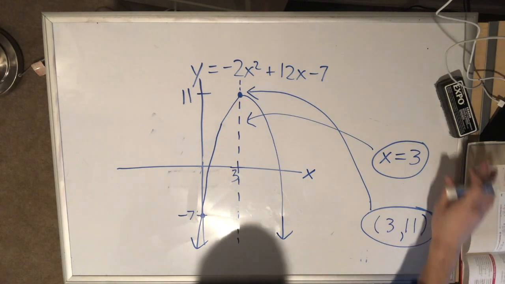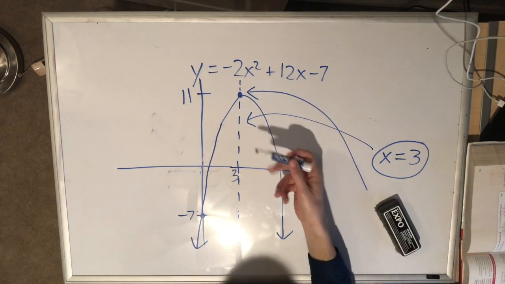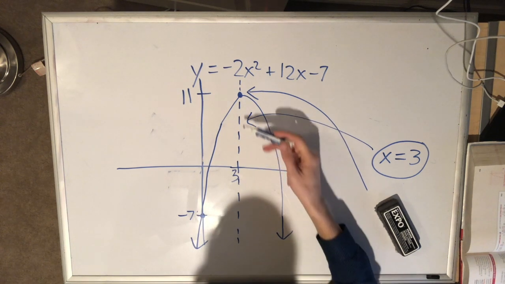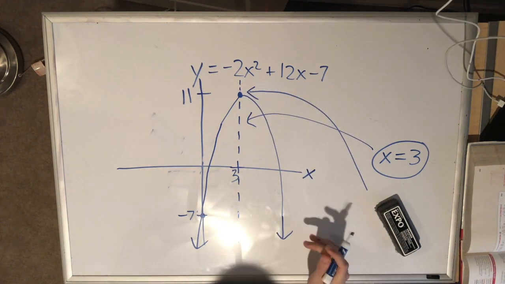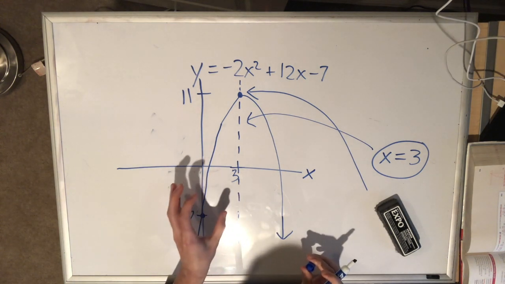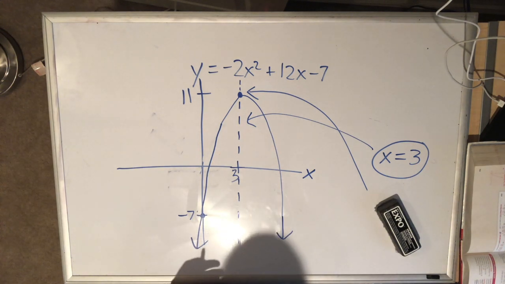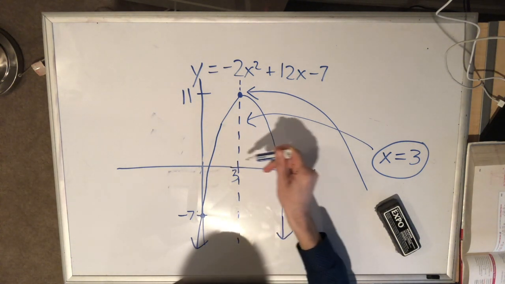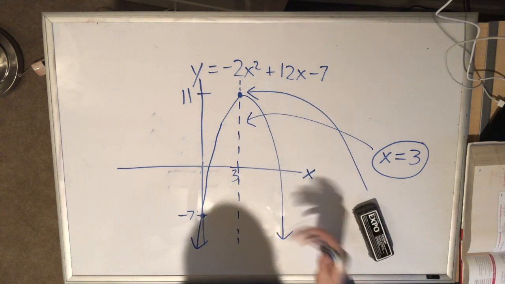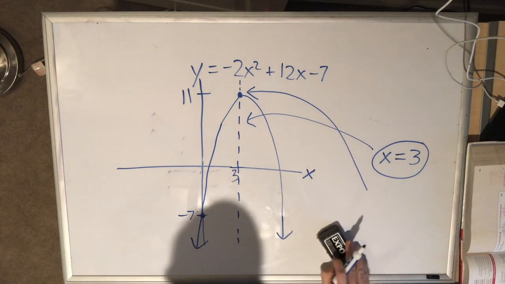Now let's look at example 2. Oh yeah, and as you can see, the line x equals 3 is the axis of symmetry because half of the graph is on the left side of that line and the other half is on the right side of the line. And each half is a mirror image of the other. I didn't draw it perfectly, but yeah, x equals 3 is the axis of symmetry.